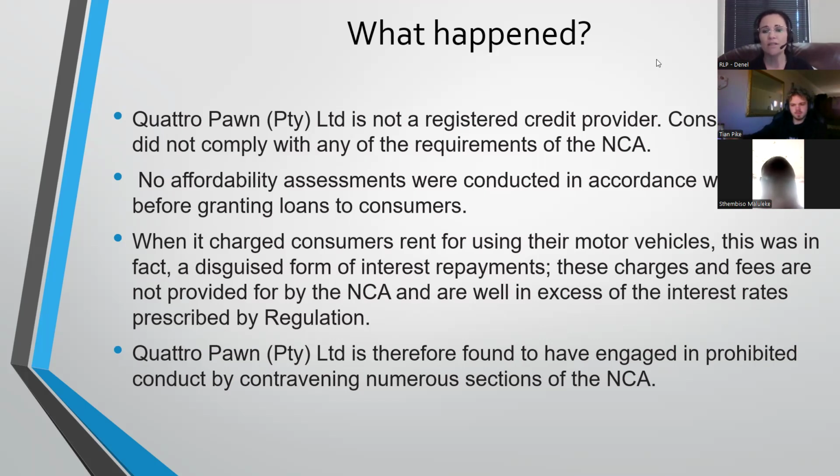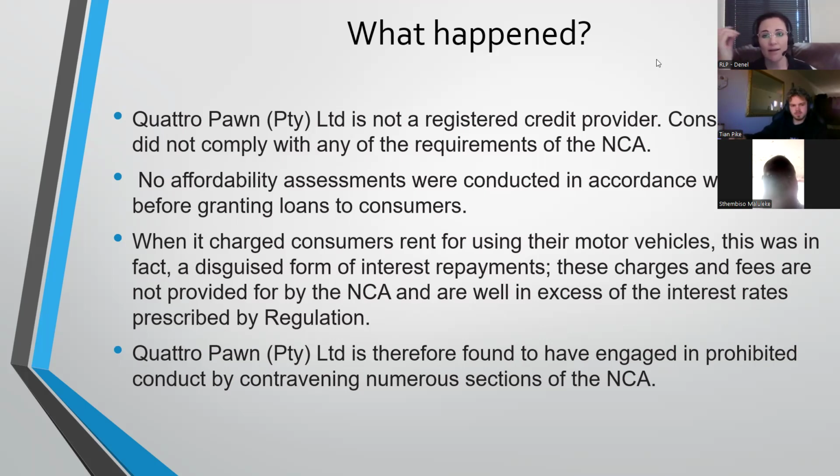So, of course, these charges and fees were not provided for in the NCA. They were actually well in excess of the interest rates that, according to the NCA, they are allowed to charge. And therefore, they're not even guilty of contravening one, but numerous sections of the NCA. So just to give you a summary, at the end of the day, what happened: the court ordered Quatro to pay all the money back to the consumers, but also to pay a big penalty.